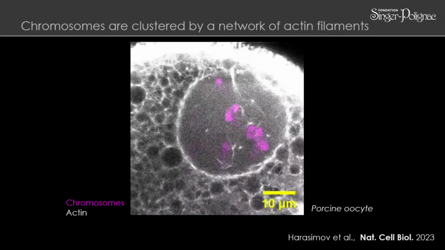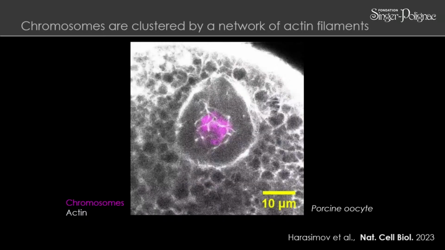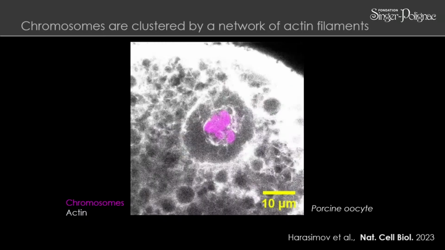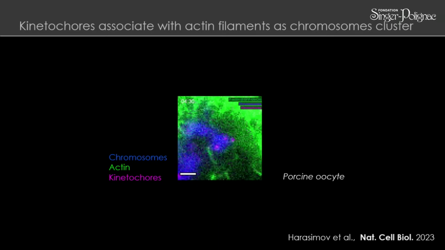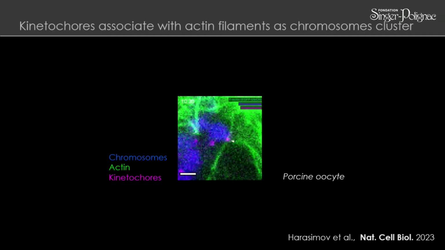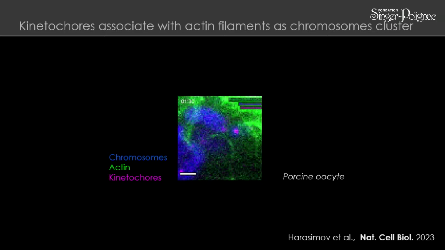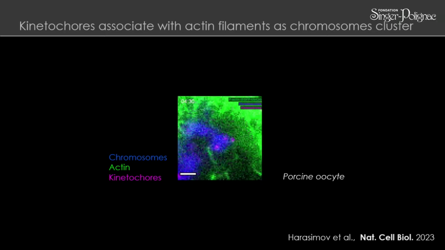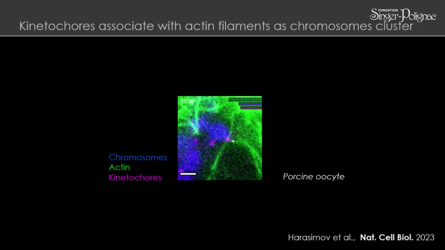And this is a bit reminiscent of what Peter Lénárt also found in starfish oocytes. So there's some similarities here, also some differences. One very interesting aspect here in the porcine oocytes is that the kinetochores, which normally associate with microtubules, can directly also bind to actin filaments as the chromosomes are coming together, and these interactions help to move the smaller chromosomes into the cluster as well.